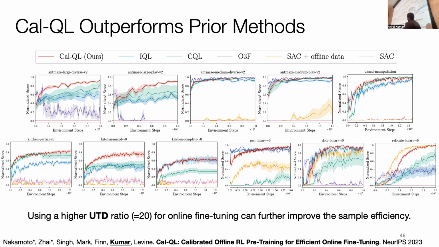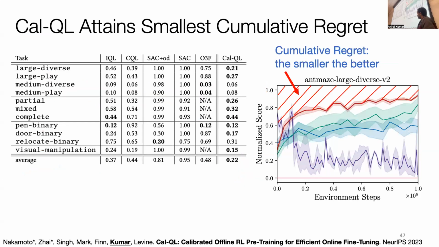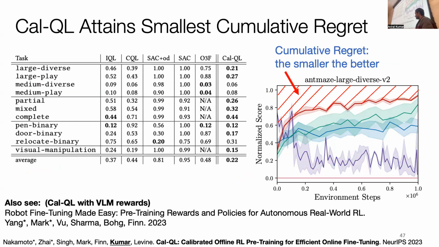Yeah, and then you can utilize more gradient steps here. I'm going to skip the details, but that will further improve efficiency. And in fact, this gives you the smallest cumulative regret over the course of training, which is a standard measure for sample efficiency of different algorithms. And if you're also interested, you should check out some other recent work from Stanford that takes this approach and uses it in conjunction with VLMs and so on for actually doing this on a real robot.